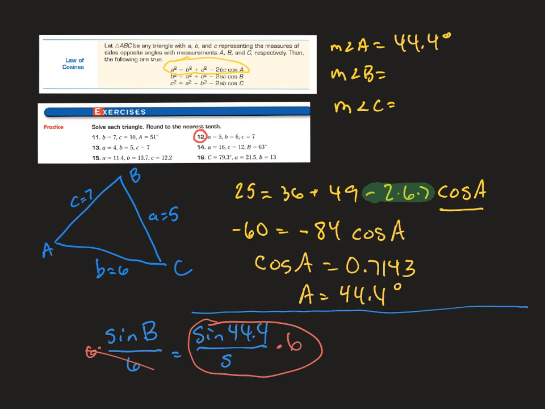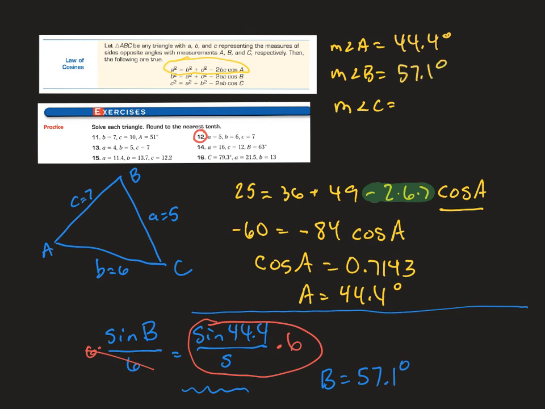So the sine of 44.4 divided by 5 times 6. That gives me a decimal, and I'm going to do the inverse sine on that decimal right on my calculator, and I get about 57.1 degrees. So angle B turns out to be 57.1 using the law of sines, and that is the right answer. Remember, I did a bunch of calculations on my calculator to get that. And so I'm going to fill that in here, 57.1.